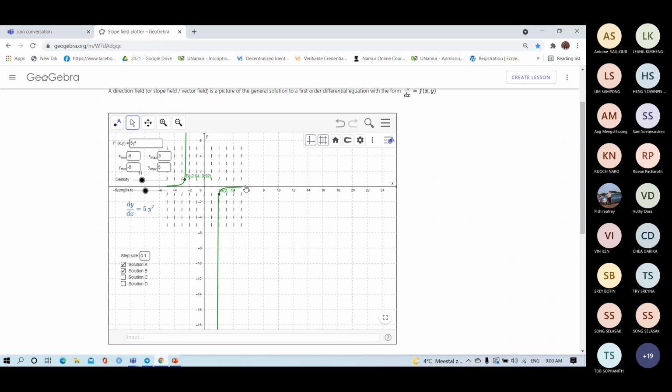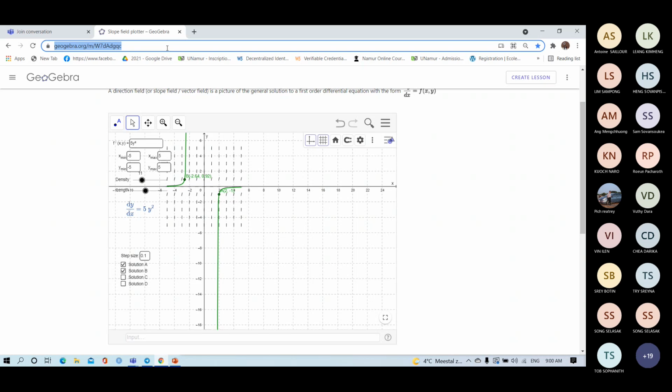Yes, the same case. So I will send the links to all of you because this link can show the slope field. If you try to plot it in your programming language, I would say it is very difficult, even in MATLAB or Python or anything.